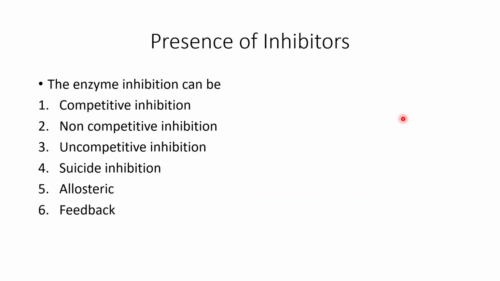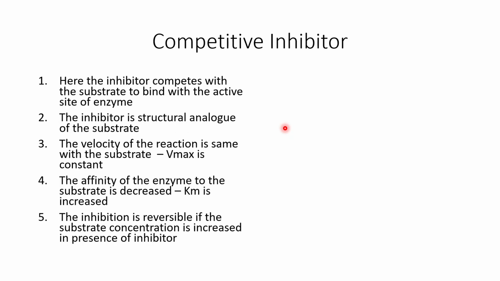Now, presence of inhibitors. Enzyme inhibition itself is a very important topic, and there are various types of enzyme inhibitors. For example, competitive inhibition, non-competitive inhibition, uncompetitive inhibition, suicide inhibition, allosteric inhibition, and feedback inhibition. So let us look at them one by one.